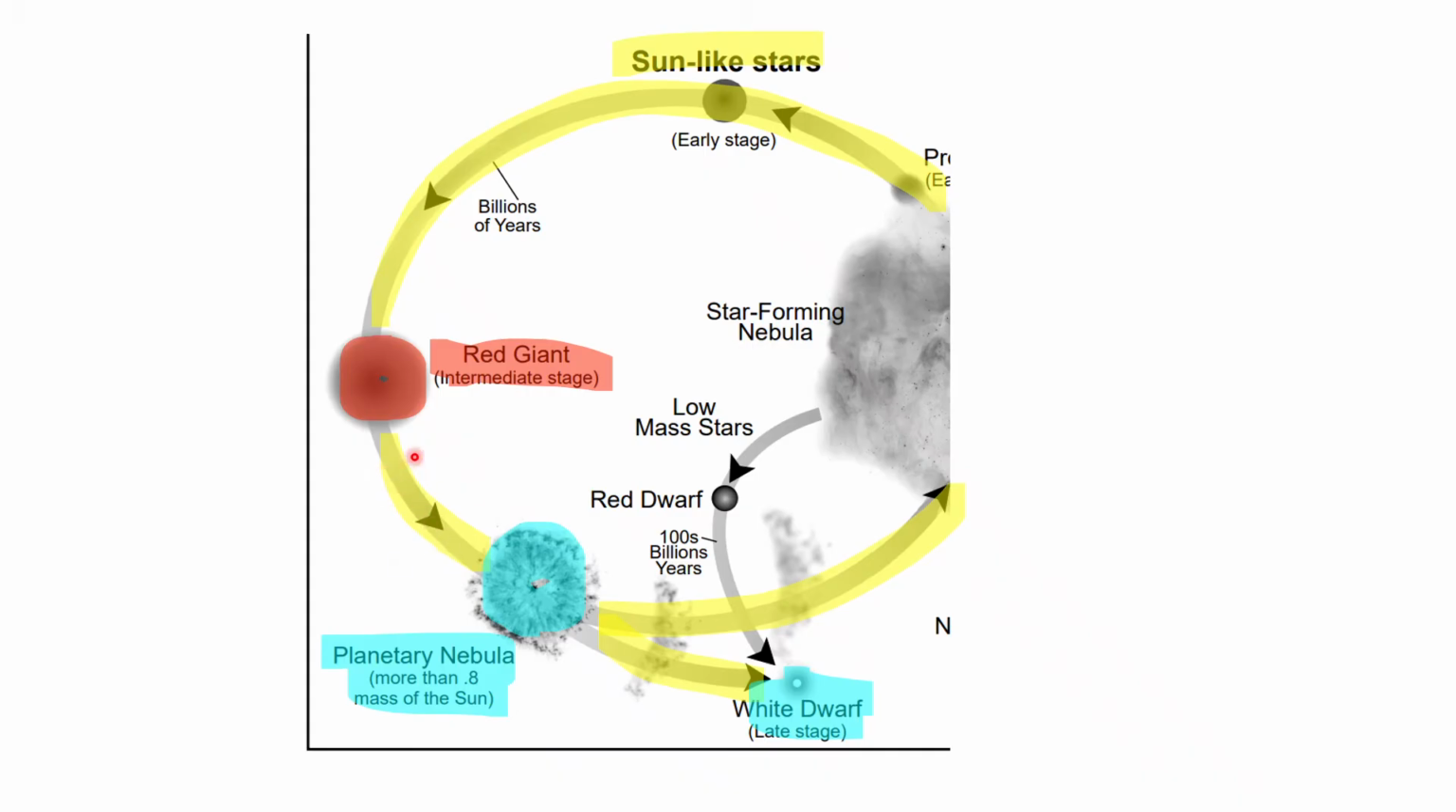So that's their intermediate stage. As they get older, we get this planetary nebula, as the sun-like stars expel some of their material, and then two things can happen. The late stage of that type of star will be either a white dwarf, or we will follow back into this star-forming nebula.